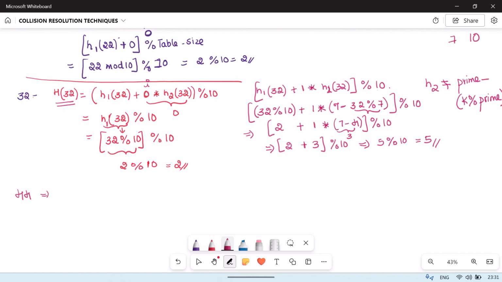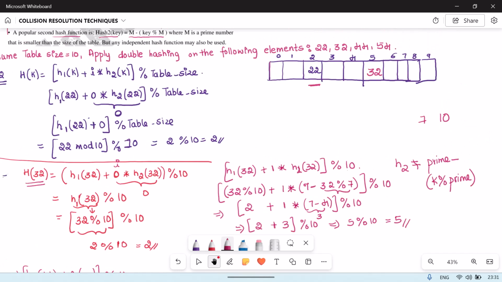So 44, it is H1 of 44. That I part is 0, so I'm ignoring that entire thing. I hope you now understand, just to simplify the steps. So it is 44 mod 10, again mod 10, the table size. So it is 4. So 44 will be placed at the 4th position.